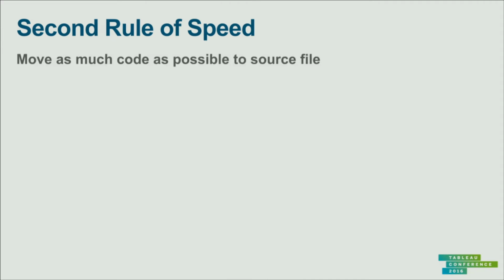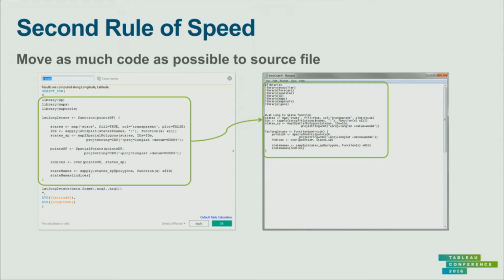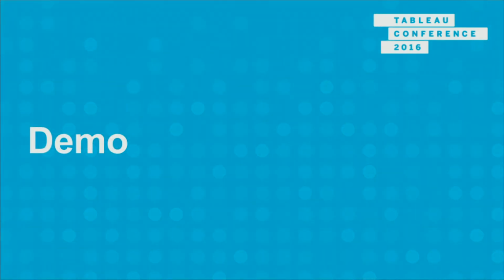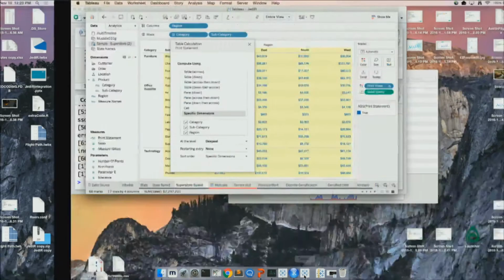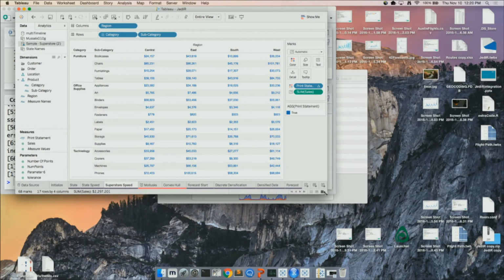So that gets us to the second rule of speed. Use that configuration file and move as much of the code as you can into that source file so that it only runs once instead of running every single time you make a call to Tableau. So take all of this and move it into the source file. Let's actually see a demo of that to prove that it really does make a difference. You should never just believe someone who's presenting to you. You should make them prove it.